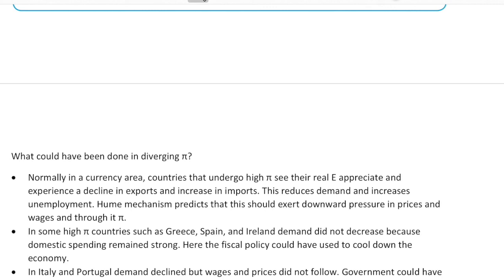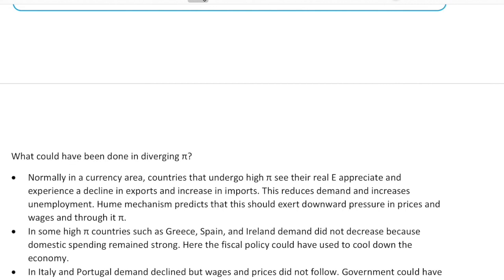So normally in a currency area, countries that undergo high inflation see their real exchange rate appreciate and experience a decline in exports and an increase in imports. Of course, this is going to cause an imbalance in the current account as well. Well, this reduces demand and increases unemployment. Of course, we discussed this as a part of Hume's mechanism, which in turn predicts that this also exerts downward pressure on prices and wages, and through it, inflation. So we're talking about a correction mechanism that can be extremely painful, and Hume's mechanism is indeed extremely painful.